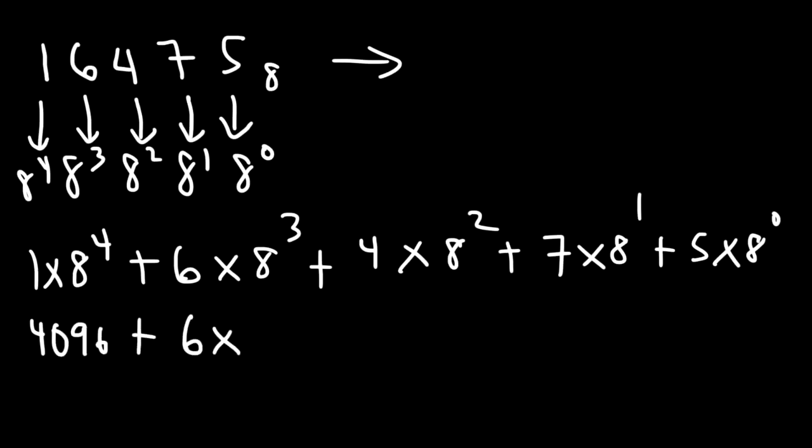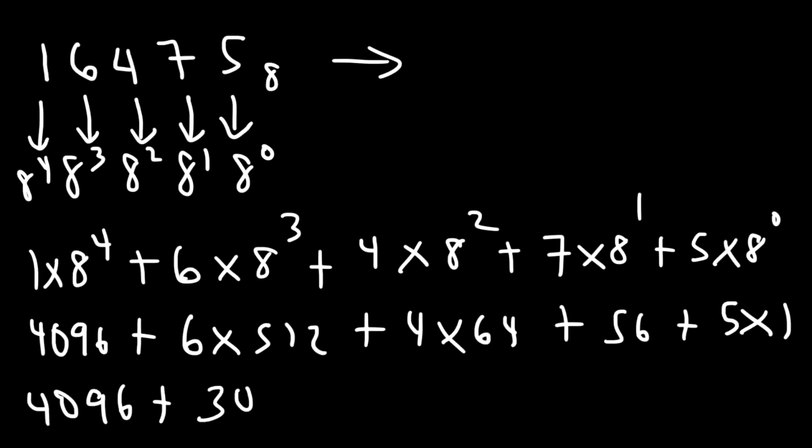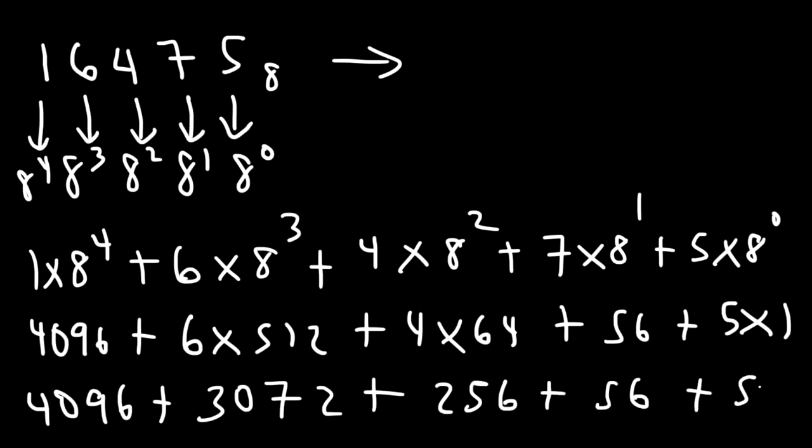Now 8 to the third, we know it's 512. And then 8 squared is 64. 7 times 8 is 56. And I need to put a plus sign here. And then 8 to the 0 is 1. So we have 4,096. And then 6 times 512, that's 3,072. And 4 times 64 is 256. And then plus 56 plus 5.